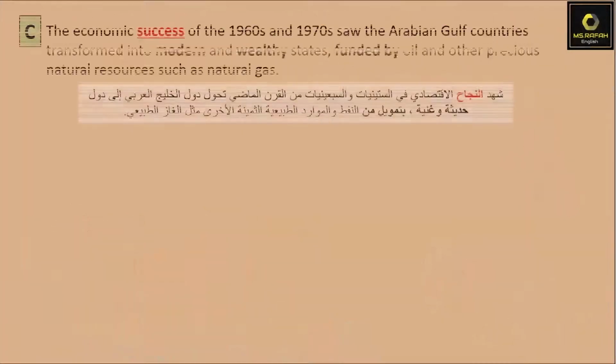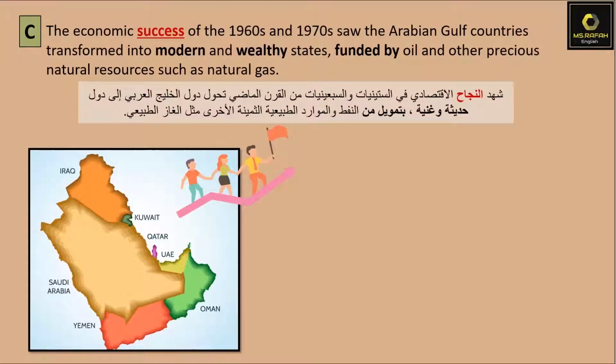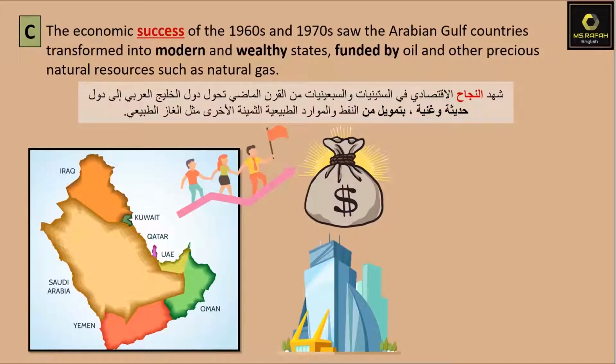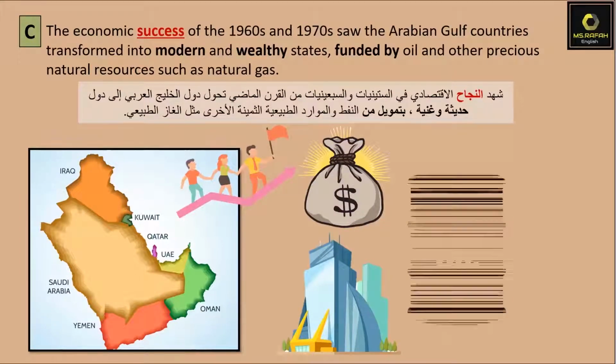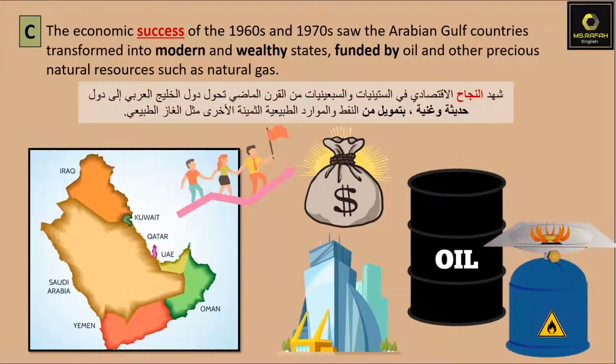Now let's see the third story. C. The economic success of the 1960s and 1970s saw the Arabian Gulf countries transformed into modern and wealthy states, funded by oil and other precious natural resources such as natural gas.